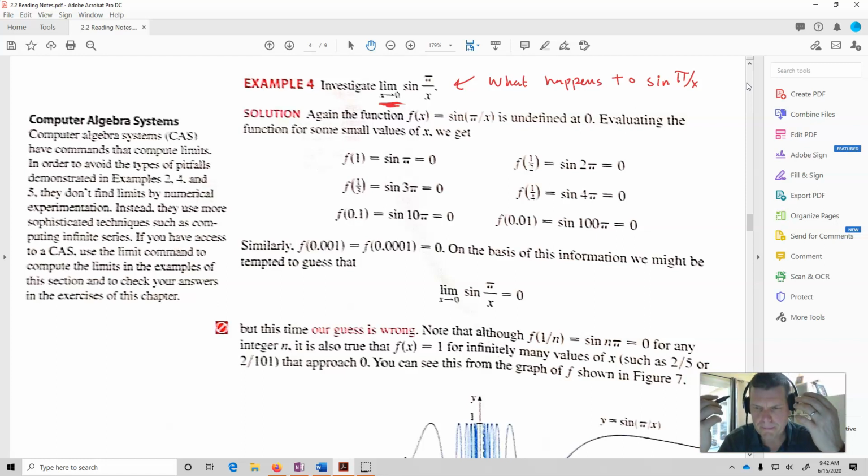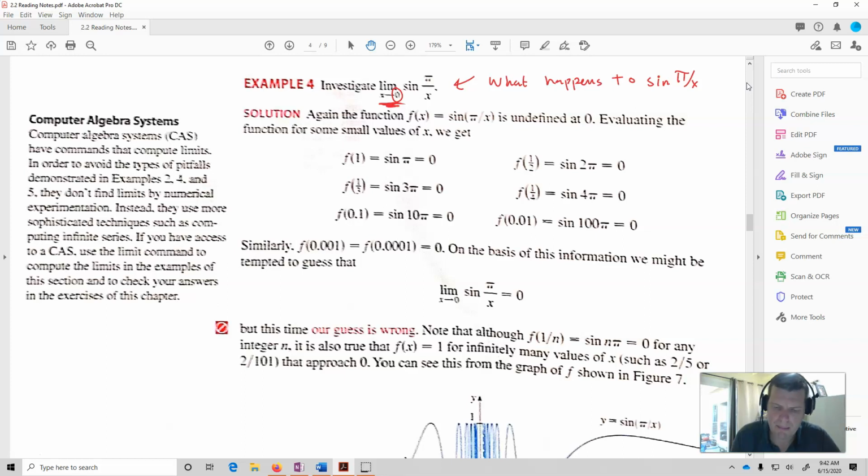So why do that? Well, in previous sections, when we started to look at values as they approached whatever this number was, 0 here, he said, okay, well, what happens as we get close to 0? So that's when we get values that are small, right? Small meaning close to 0. Okay, well, we got f of 1 is sine of pi, that equals 0. F of 1/2, that's sine of 2 pi, that's also 0. F of 1/3, that's sine of 3 pi, that's also equal to 0. F of 1/4, sine of 4 pi equals 0.